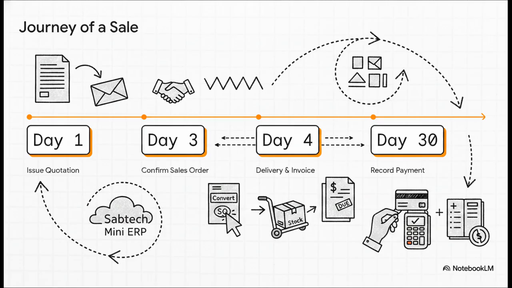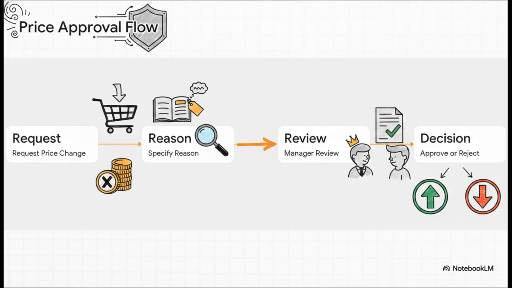Fast forward to day 4, your warehouse creates a delivery note to dispatch the goods, and simultaneously, you issue the official customer invoice. Finally, maybe on day 30, you record their payment, which immediately updates their ledger balance. The software literally drags the data through every single step, meaning you never, ever have to type the same information twice. But hey, what happens if a sales rep wants to offer a massive discount to close a deal?